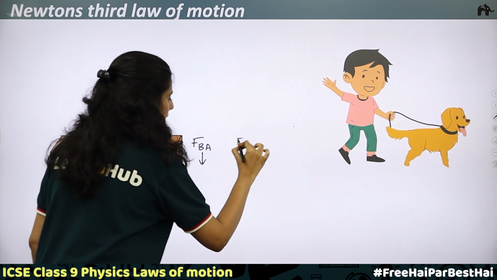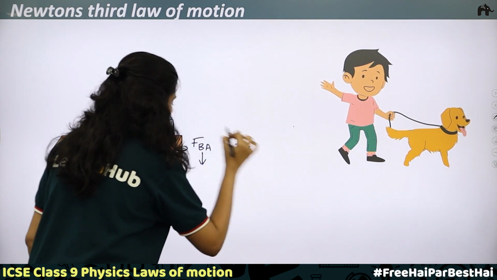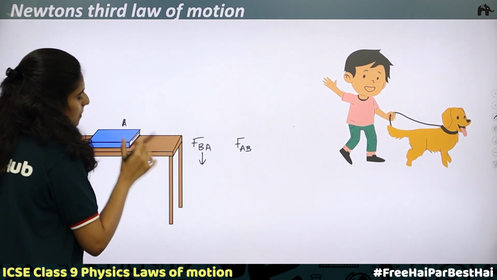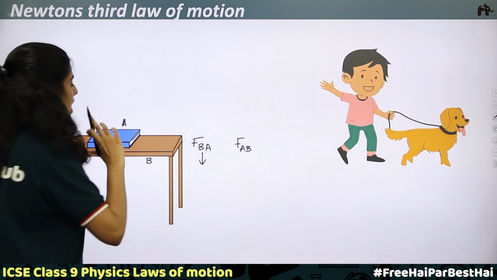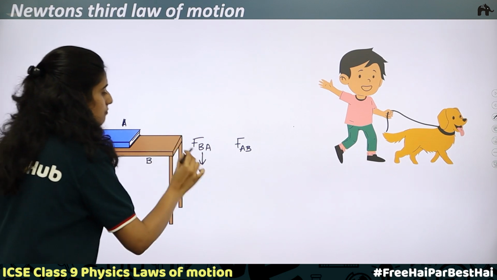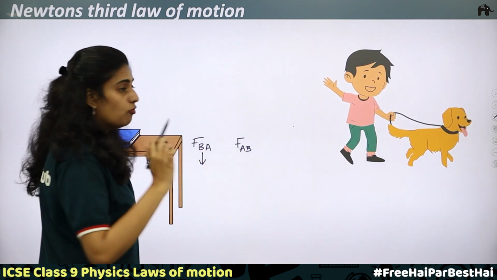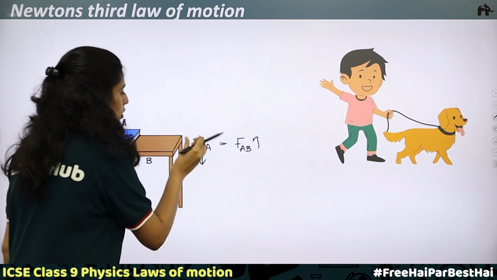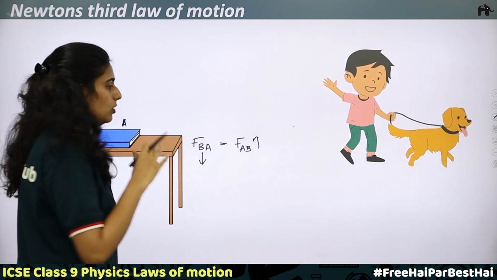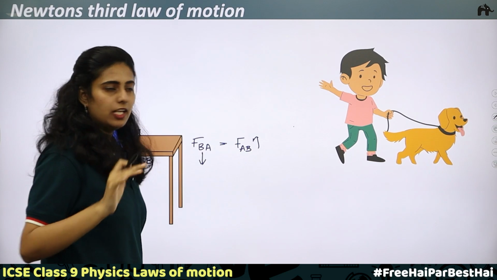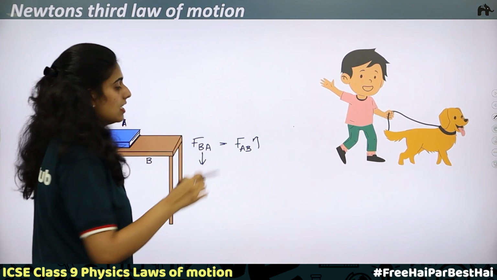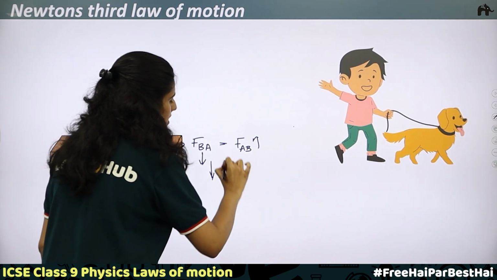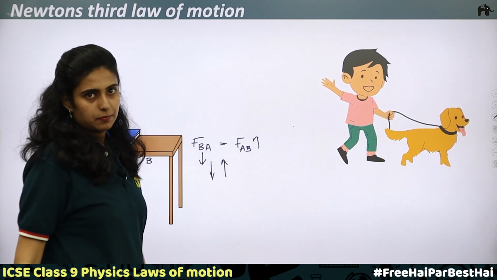Next we have FAB, that is the force applied by the table on the book, which is in the opposite direction. So this FBA and FAB will be equal in magnitude. If the value of FBA is 10 Newton, FAB will also be 10 Newton. So the difference is they are in opposite directions. One is in the downward direction, the other is in the upward direction.